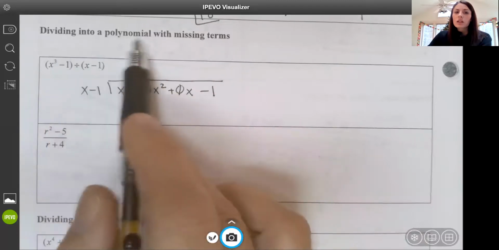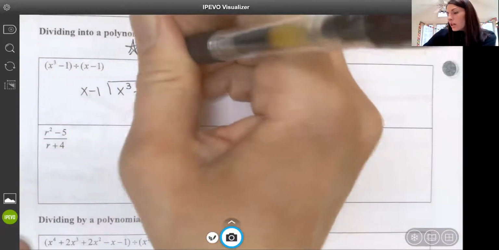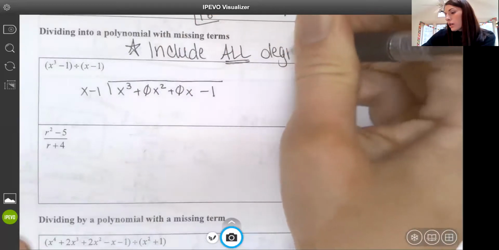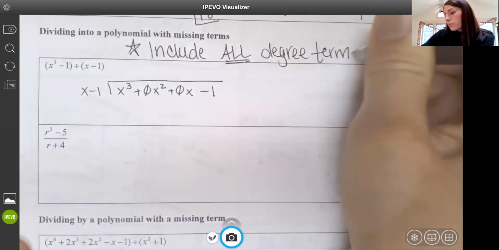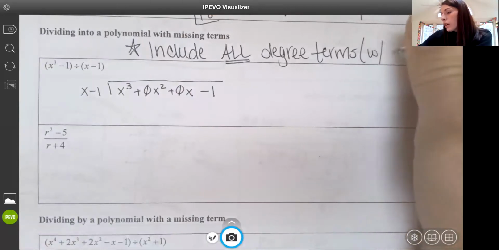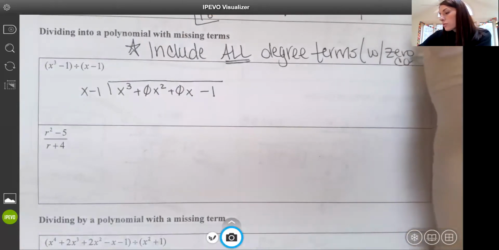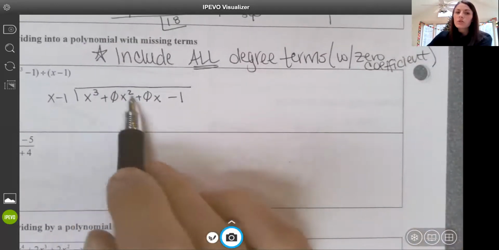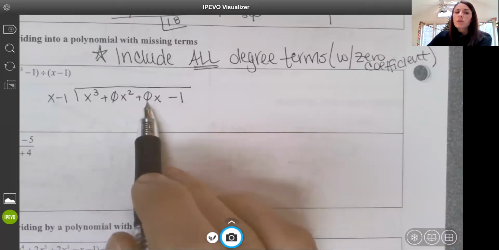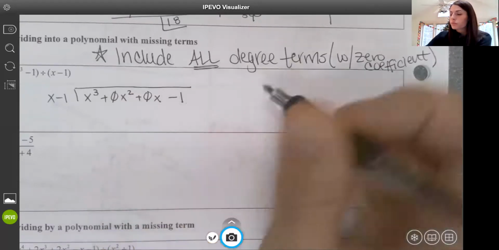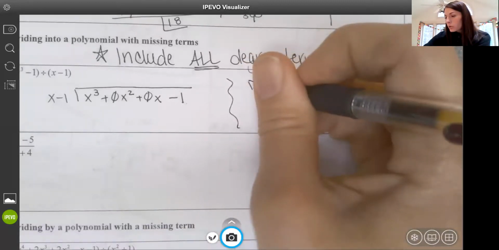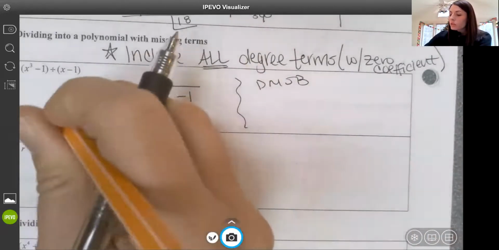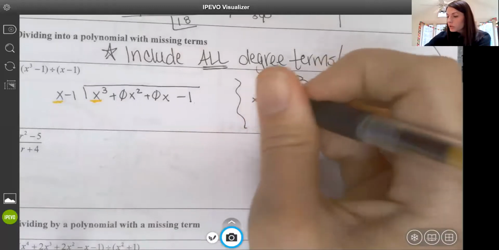So when I'm dividing into a polynomial with missing terms, include all degree terms with a 0 coefficient. I'm still going to have every single degree going down to my constant term, just going to have 0 x squareds and 0x here. Same procedure: divide, multiply, subtract, bring down. So my first leading term, and you're going to see why we put those zeros there in a minute, is x cubed.